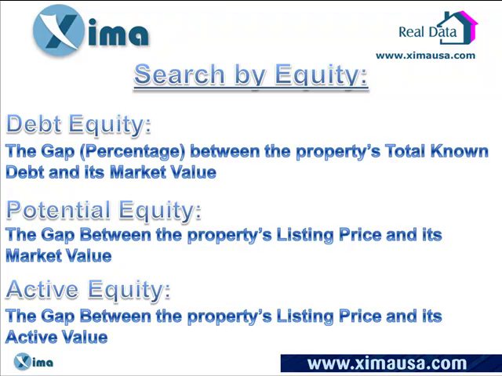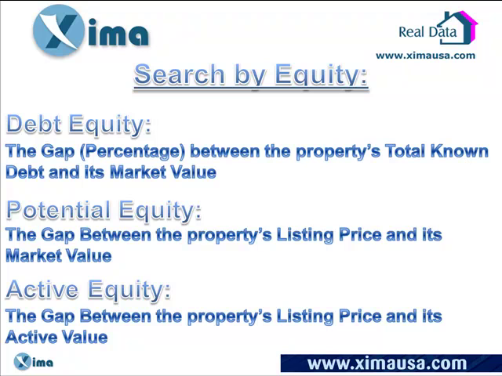And the last type of equity that you can search by using Xima USA is the active equity. The active equity is the gap between the property's listing price and its active value. So now instead of talking about market value, we're talking about active value. And as you can see, both potential equity and active equity are equities that are calculated with respect to the listing price of a property. So if the property is not listed for sale, Xima USA will not have a potential equity or an active equity number.